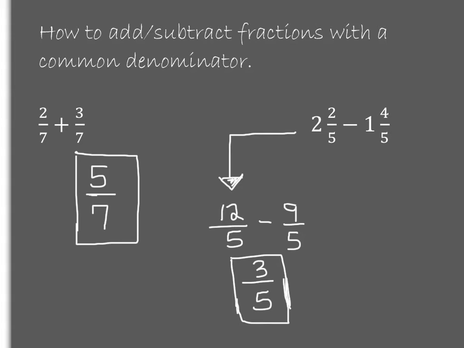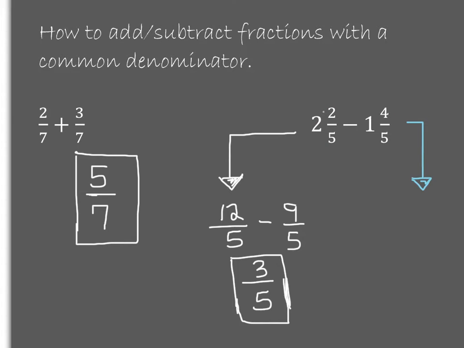Another option that you have, and you can do this with adding as well, is you can subtract the fraction pieces first and then subtract the whole number pieces. If it were adding, you would add the fraction pieces first and then add the whole number pieces. The problem you run into in this example, if you do that, is if you're trying to subtract 4/5 from 2/5, you don't have enough fifths to do it, because 4 can't be taken away from 2.